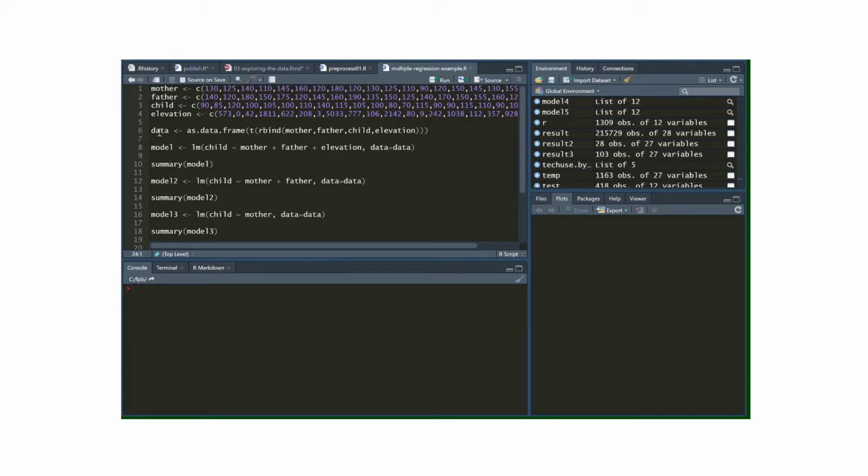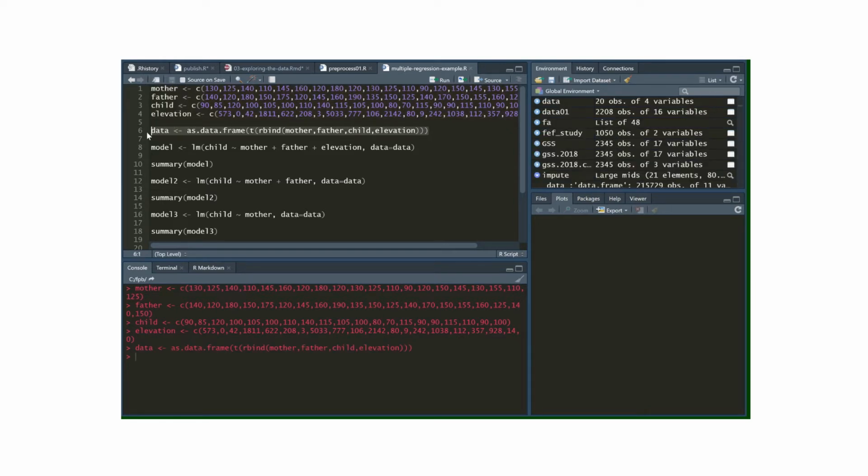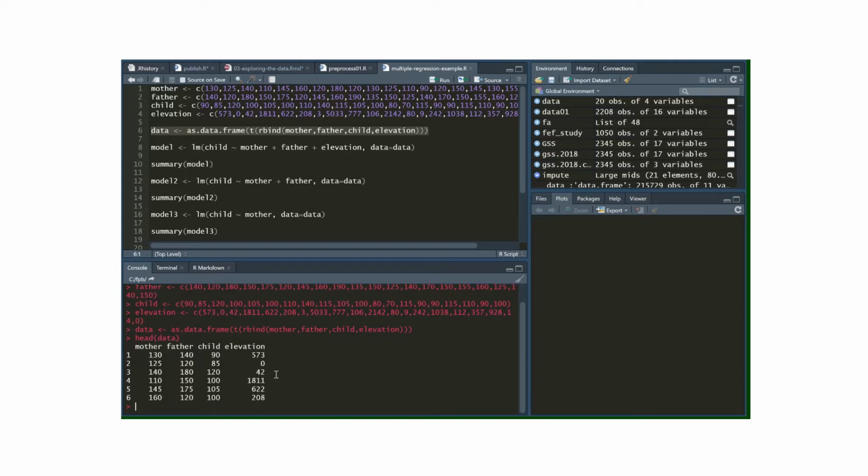So I have lines 1 through 4 to read in the data, and then line 6 builds the data frame. Okay, and so if we look at the data frame now, which I've called data, we see here down in the console that we have values for mother, father, child, and elevation. Okay, and there are 20 observations.